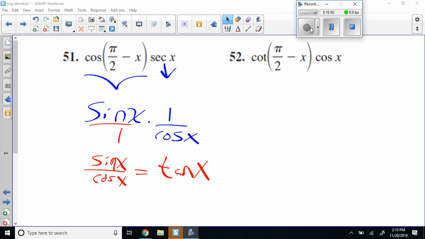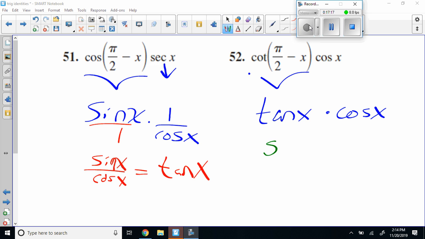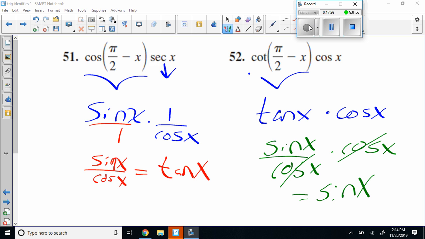Can y'all do 52 now? All right, let's try it. I have 1 minute and 40 seconds. Please face forward. I did it. What is cotangent power 2 minus x? What does that right there become? Look on your identity. It's tan x, tangent of x. Now times cosine of x. Well, I'm probably not going to change my cosine, am I? No, I'm going to go sine x. That's it, right? Any questions?